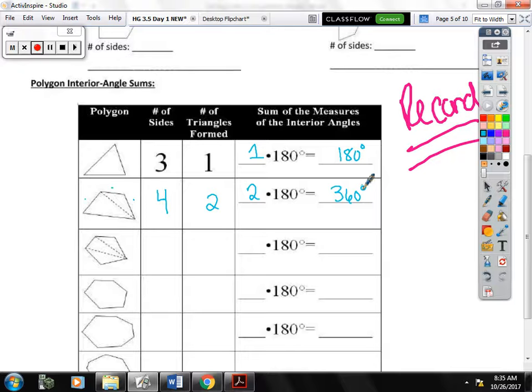Okay. The next one is a pentagon. It's a weird looking pentagon, but 1, 2, 3, 4, 5. So it has 5 sides. This time you can see that it has 1, 2, 3 triangles inside of it. Each triangle has 180 degrees inside, so we can either add 180 plus 180 plus 180, or we can multiply by 3, and we should get 540.